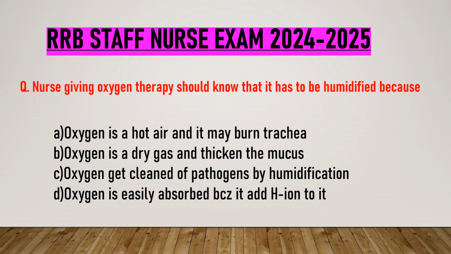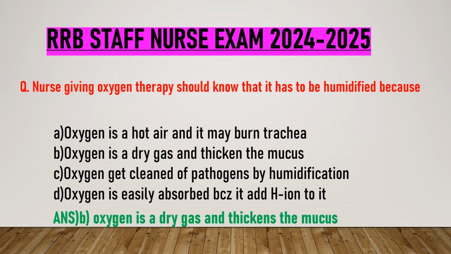Nurse giving oxygen therapy should know that it has to be humidified because options are: oxygen is a hot air and it may burn trachea; oxygen is a dry gas and thickens the mucus; oxygen gets cleaned off pathogens by humidification; oxygen is easily absorbed because it adds H ion to it. So the answer is option B. Oxygen is a dry gas and thickens the mucus.